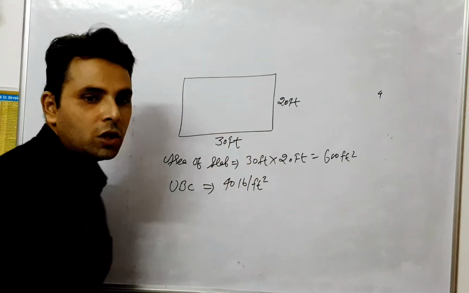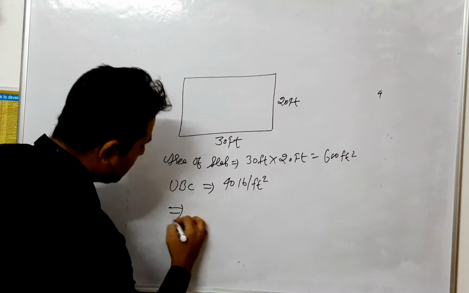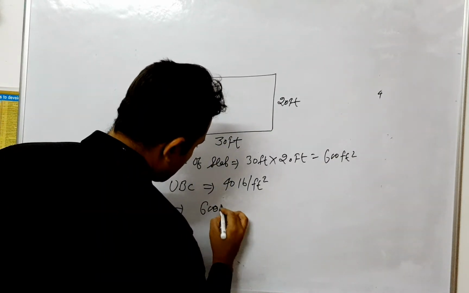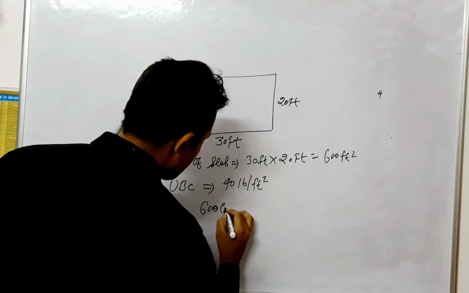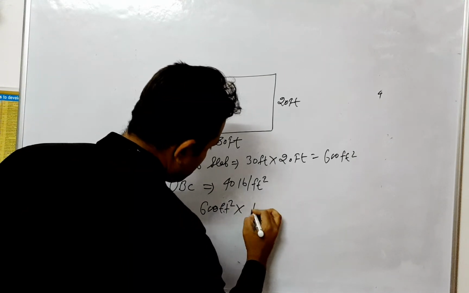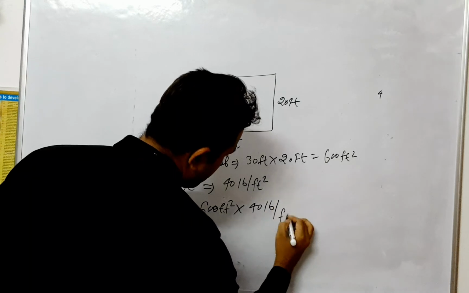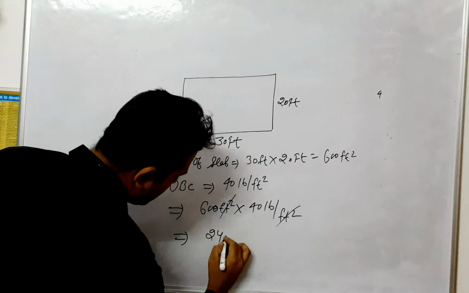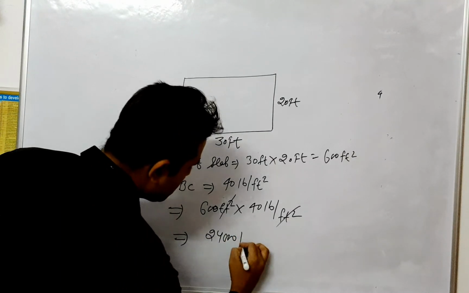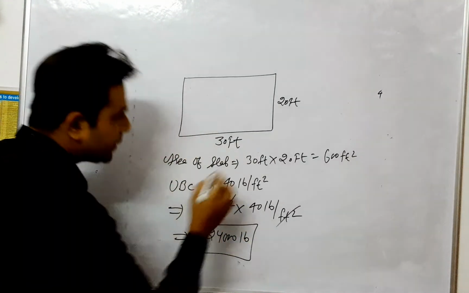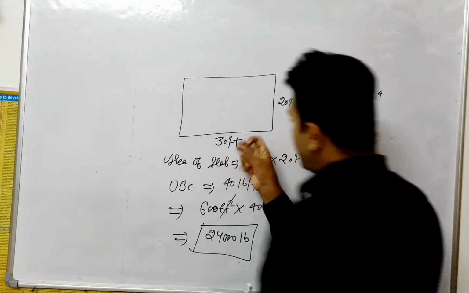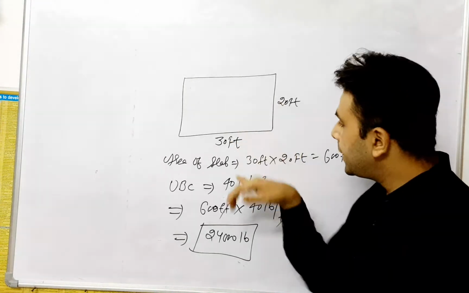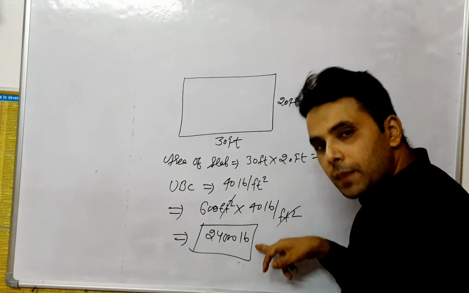Clear? Now we have to calculate. 600 square feet into 40 pound per square feet, so we will get 24,000 pound. Means in the case of this slab, where the area is 30 feet length and 20 feet breadth, the live load acting on this slab is 24,000 pound.